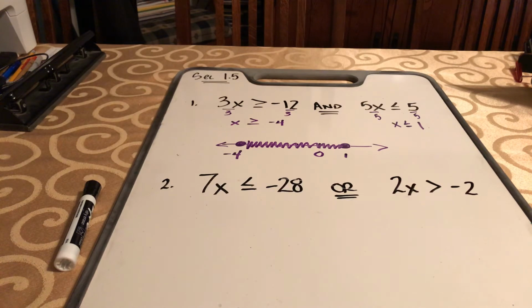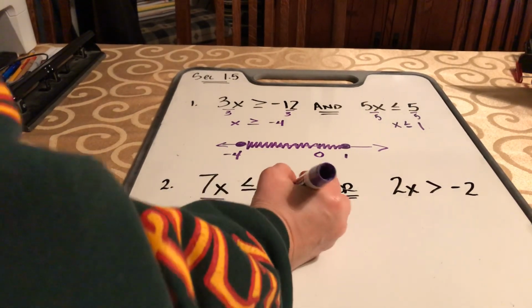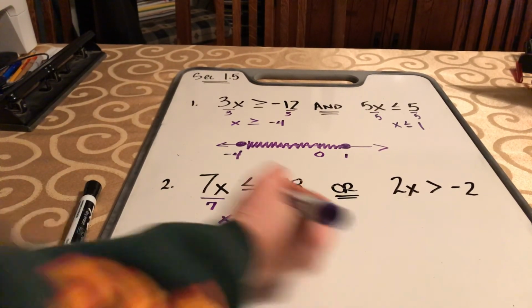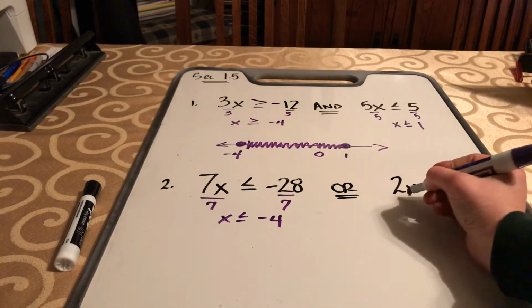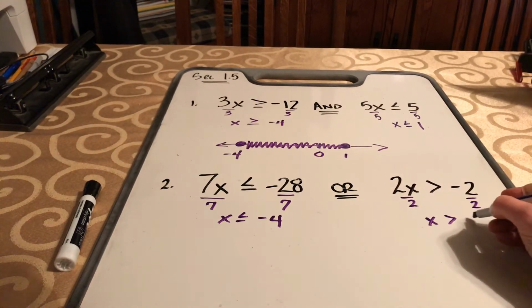For the second example, you can see this one is an or. We have 7x less than or equal to negative 28, or 2x greater than negative 2. Just like before, you start by solving each inequality. On this side, I divide both sides by 7, and we have x less than or equal to negative 4. For my other inequality, we divide both sides by 2, and we have x greater than negative 1.